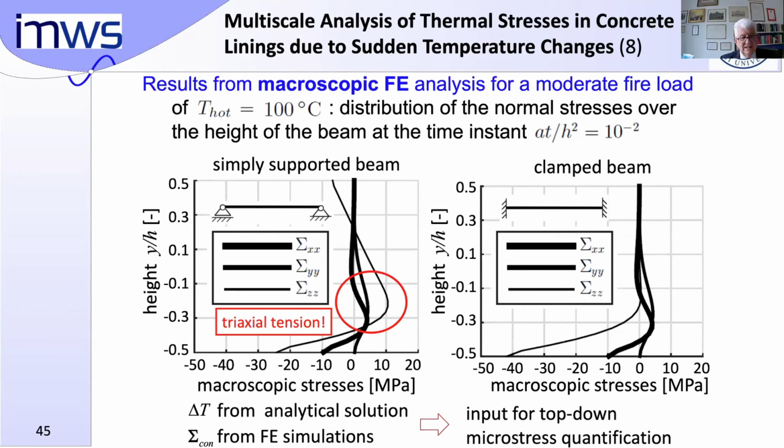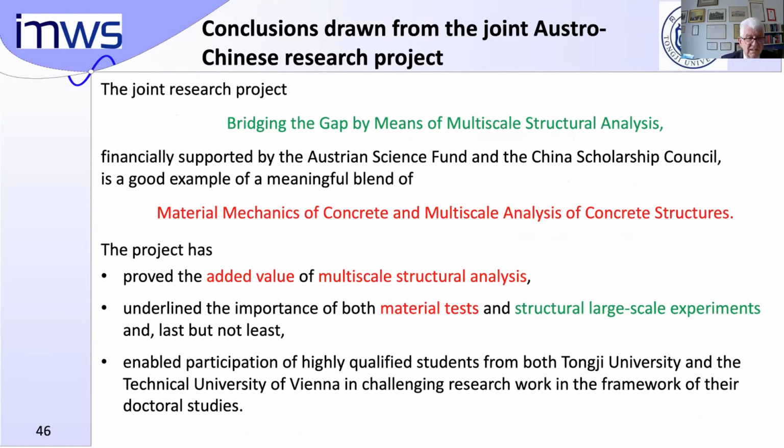Ladies and gentlemen, let me summarize the conclusions drawn from the joint Austro-Chinese research project. The project has proved the added value of multiscale structural analysis. It has underlined the importance of both material tests and structural large-scale material experiments. And last but not least, it has enabled participation of highly qualified students from both Tongji University and the Technical University of Vienna in challenging research in the framework of their doctoral study.